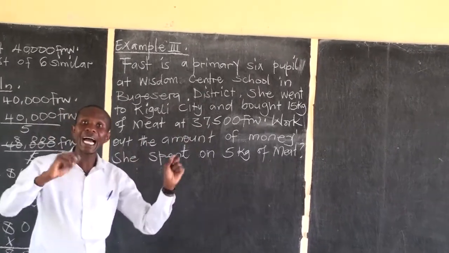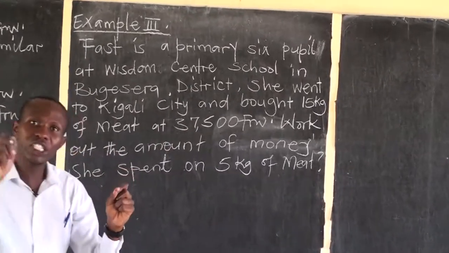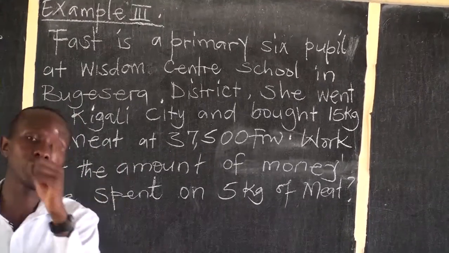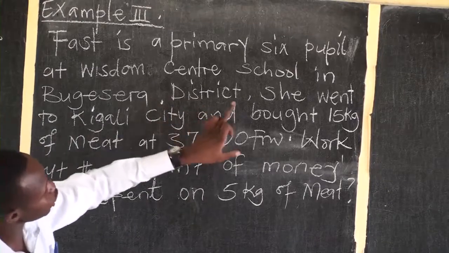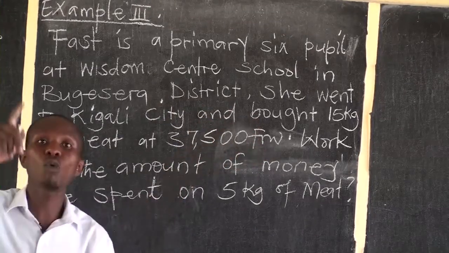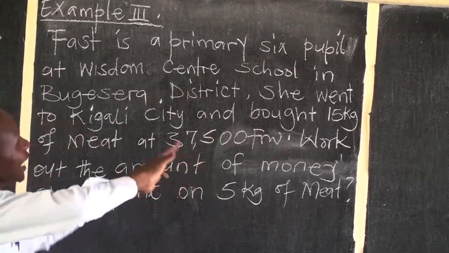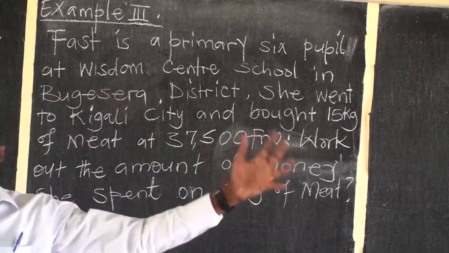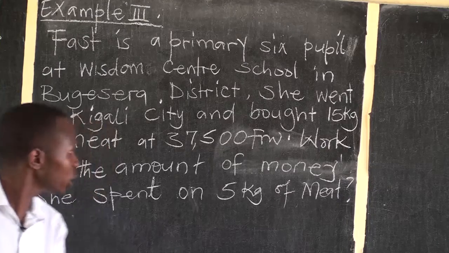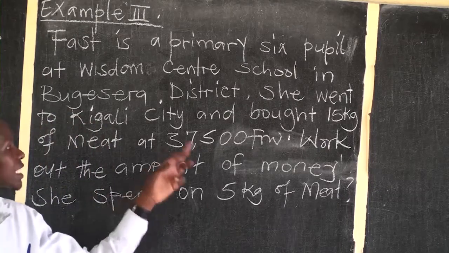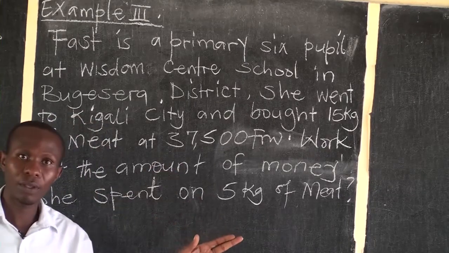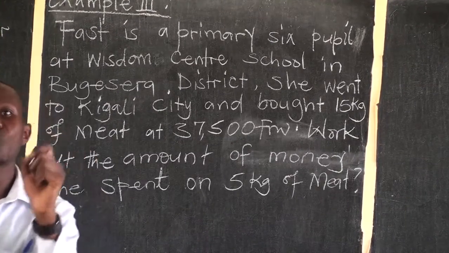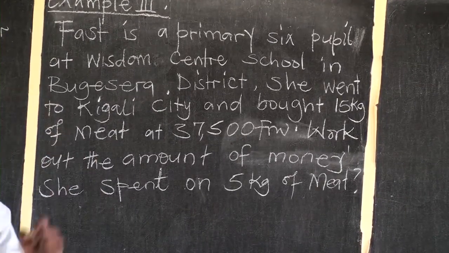37,500 francs. When you see the words "each kilogram," it means 1 kilogram. If you say "per kilogram," it means 1 kilogram. But for this question, it is not for one. They have said "at," he bought 15 kilograms at, it means all the 15 kilograms this girl paid 37,500 francs. That was the money that she spent on 15 kilograms of meat.